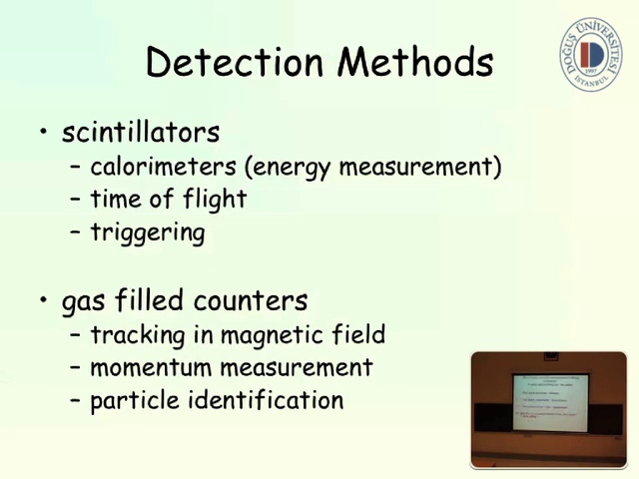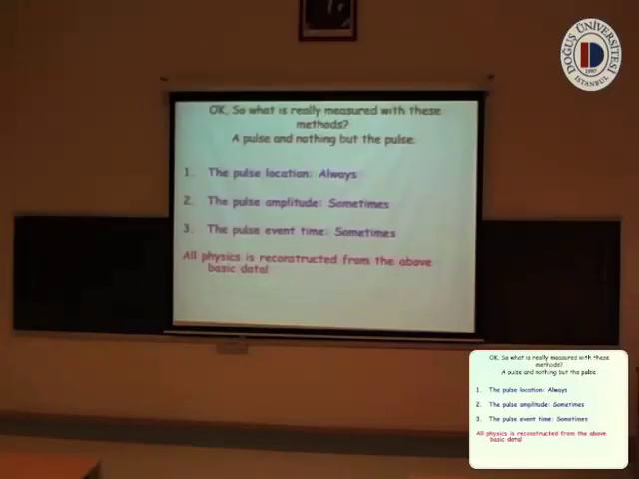This is a very important point, by the way. What is really measured with these methods? What do we actually measure with the detectors? What do we have as the output? It's written here, so you can read it. We measure pulse and nothing but the pulse. So we measure hits with digits. This is what we have, right?